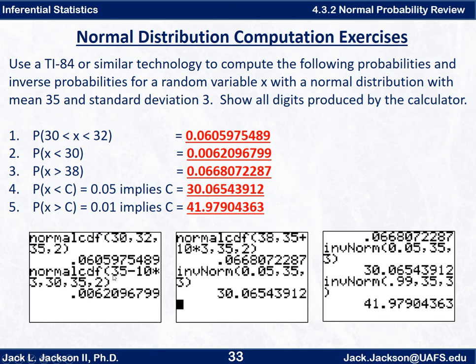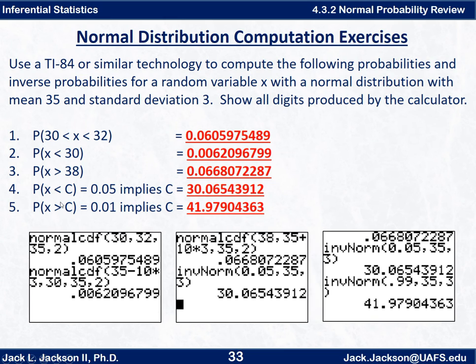So you use normal CDF of mean minus 10 times the standard deviation, that's 35 minus 10 times 3, comma, the upper limit of 30, comma, mean 35, comma, standard deviation 3, close parentheses and enter, and we get 0.0062, so forth. If you want to go to the right, then we want to go from 38 to infinity. So we use mean plus 10 times the standard deviation in place of infinity, and that works. So normal CDF of 38, 35 plus 10 times 3, again 35, 3 at the end, and there's our probability.